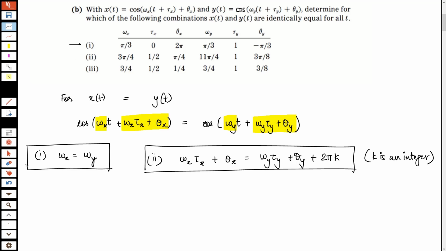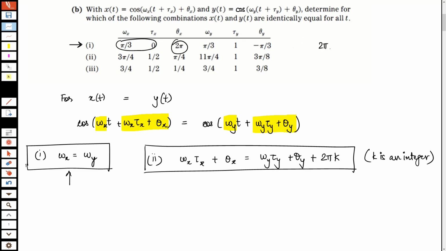So let's start with the first part. The first thing we've got to check is, are the frequencies same? So omega_x and omega_y, yes, the frequencies are same. We now do the second check. Omega_x tau_x, product of these two, that means pi by 3 into 0, plus theta_x, that means 2 pi.